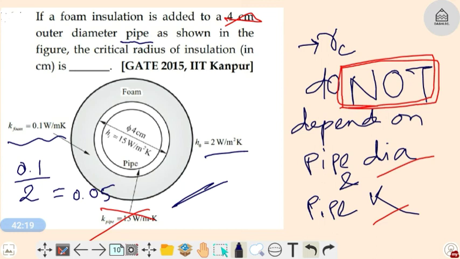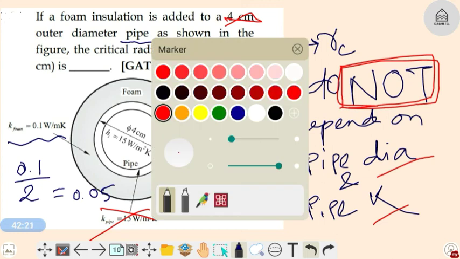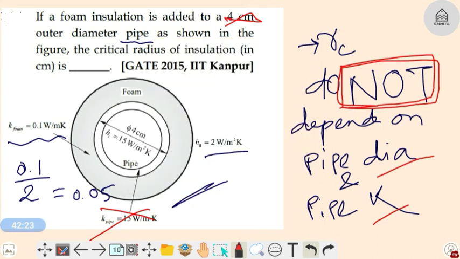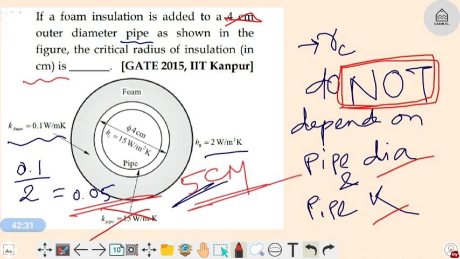One thing you need to mark here: it has been asked in cm, so it is 5 cm. Don't give the answer in meter, because it is a numerical data type question. If you put 0.05, it will be wrong. Okay, now let's move to the next question.